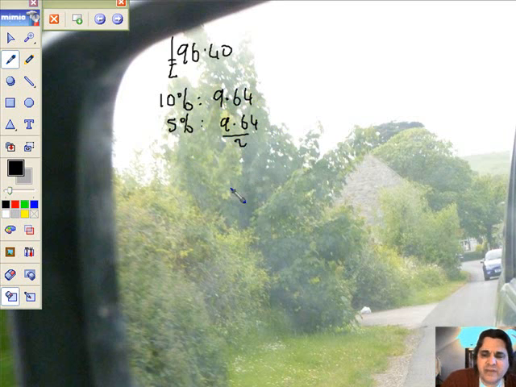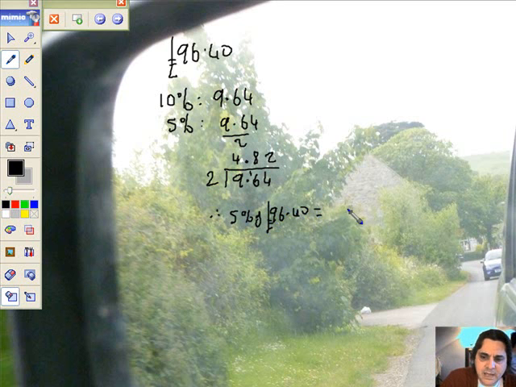Let's just show the sum, divide that by 2, and if you can't do that in your brain, let's do a quick short division sum. How many 2's go into £9.64? Put a point there. 2's into 9 go 4 times, 1 left over. 2's into 16 go 8 times, nothing left over. 2's into 4, 2. Therefore 5% of £96.40 is £4.82 as VAT. Alright, that's that done.